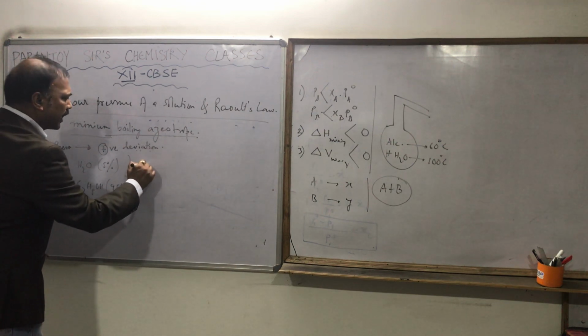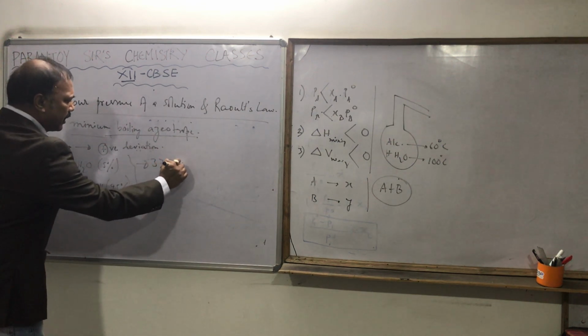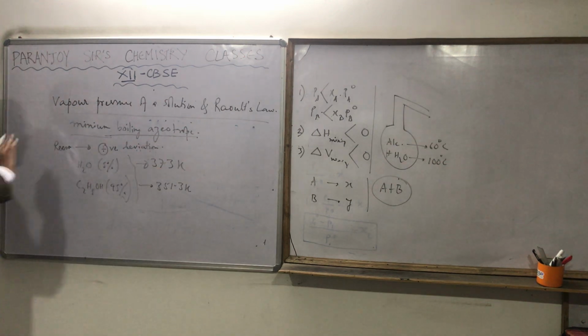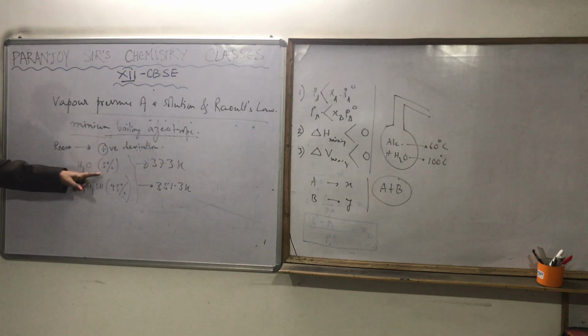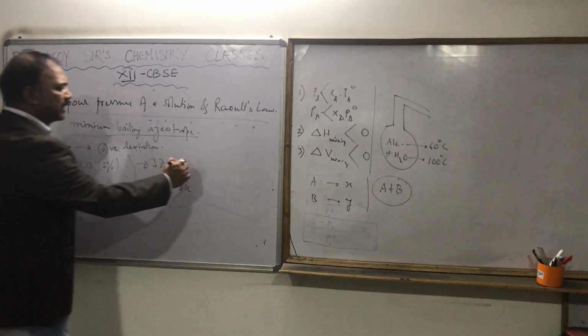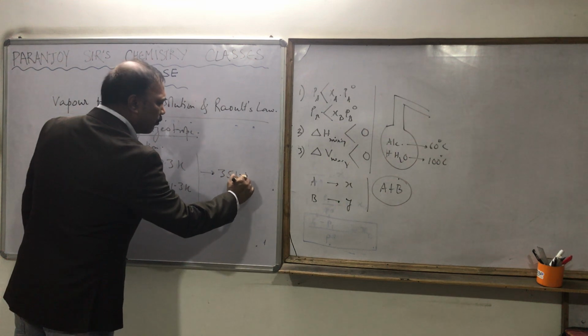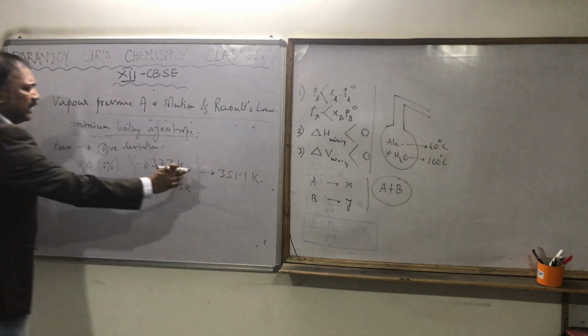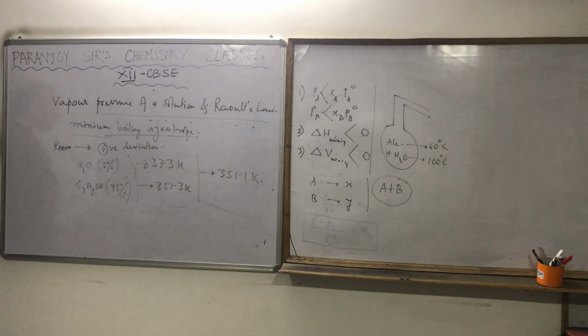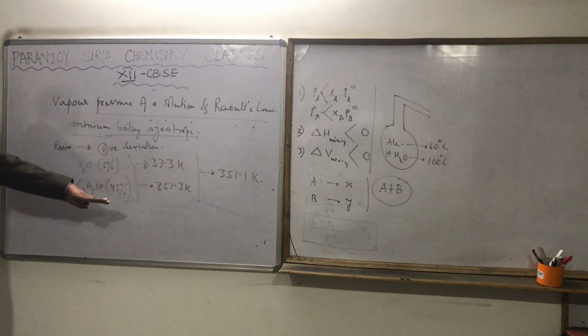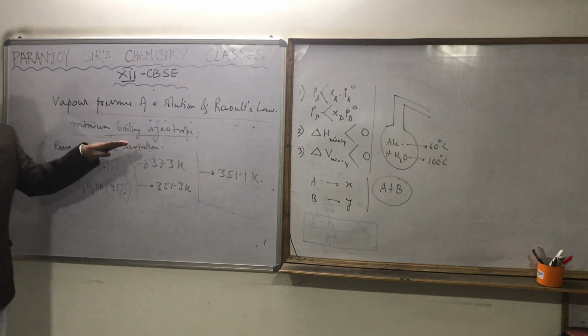Now H2O is boiling at 373 Kelvin, and this is boiling at 351.3 Kelvin individually. But when we mix this 5% and 95% solution, this solution boils at 351.1 Kelvin, which is less than the boiling point of both the components. You don't have to remember these values. Only the concept has to be known.